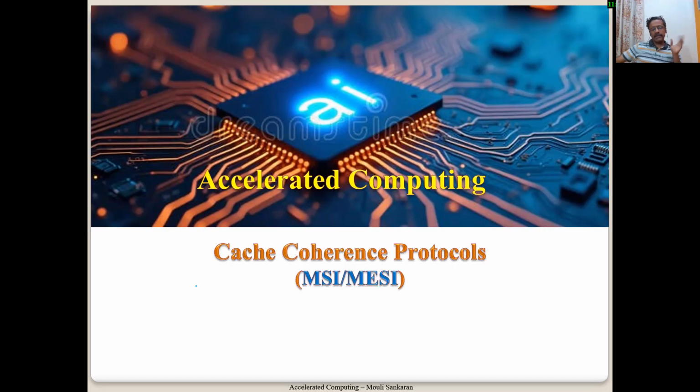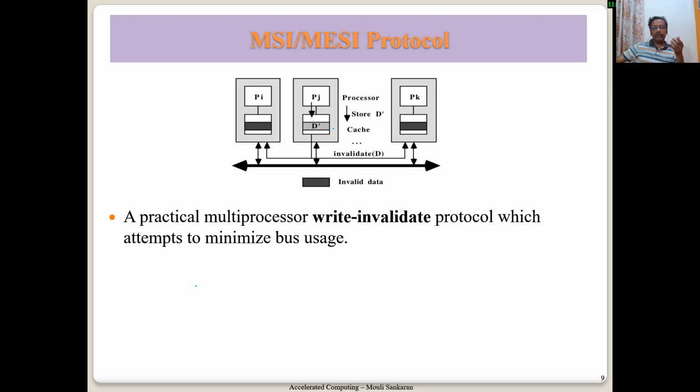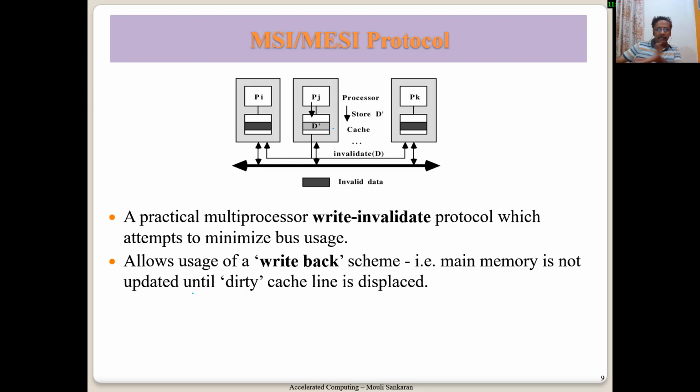Now, MSI and MESI fall under the cache invalidate policy. Remember, this is about cache coherence. Now, how do we implement it? The practical multiprocessor write invalidate protocol attempts to minimize bus usage, because every write we are not going to write on all the copies. We are only localizing the writes to the local core processor, and if others are reading it, we will provide it to them. But we are not going to keep on updating every copy that is available in the entire world, meaning the other cores in the system.